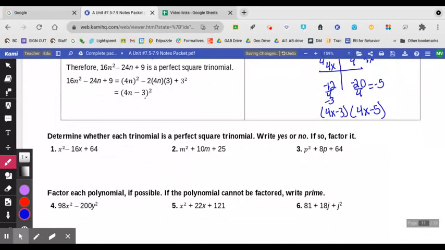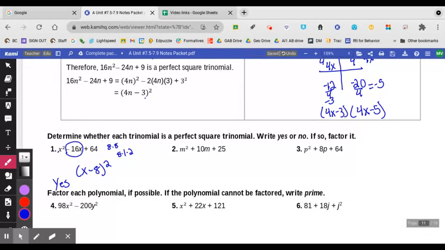Now number 1: determine if it's a perfect square trinomial, yes or no, and if so, factor it. x squared is a perfect square. 64 is 8 times 8, so that's a perfect square. Now the question is the middle term. If I do 8 times 1 times 2, I do get 16. So yes, that's a perfect square trinomial, and factored it is x minus 8 squared.